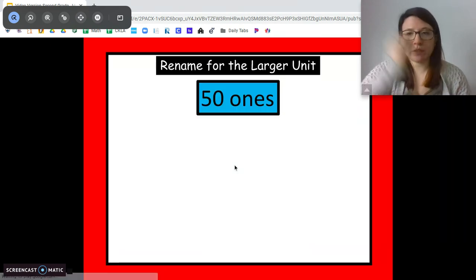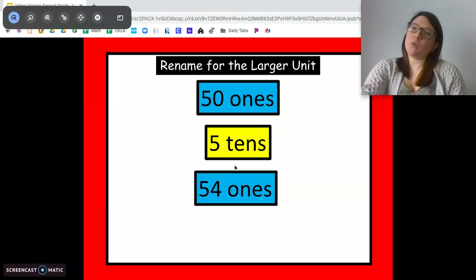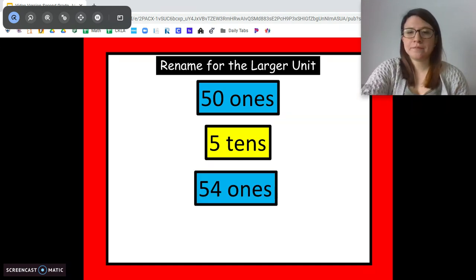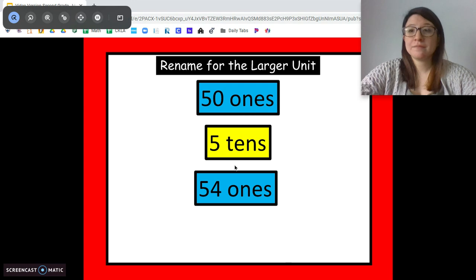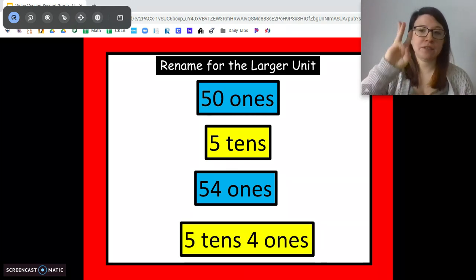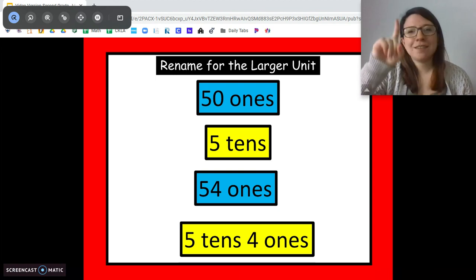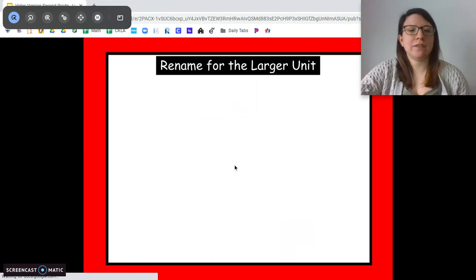50 ones, pull out your tens. There's not going to be any ones. Good, 5 tens, you're getting the hang of it. 54 ones. Pull out your tens, tell me the extra ones. Good. 5 tens, 4 ones. 5, 10, 15, 20, nope. 10, 20, 30, 40, 50, and 4 extra ones gives us 54.